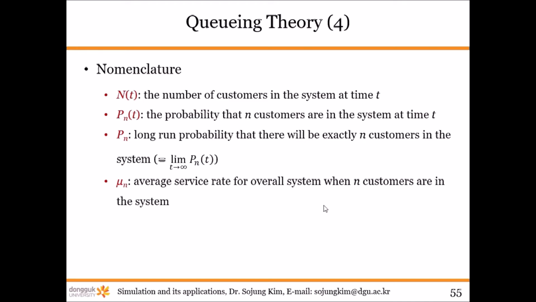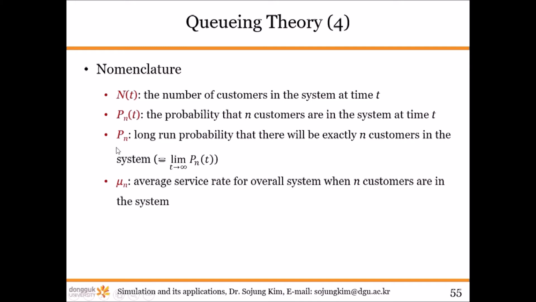Let me explain the nomenclature of the symbols. Here N(t) is the number of customers in the system at time t. And then P_n(t) is the probability that n customers are in the system at time t. P is the probability, n is the number of customers in the system, and t is the time.